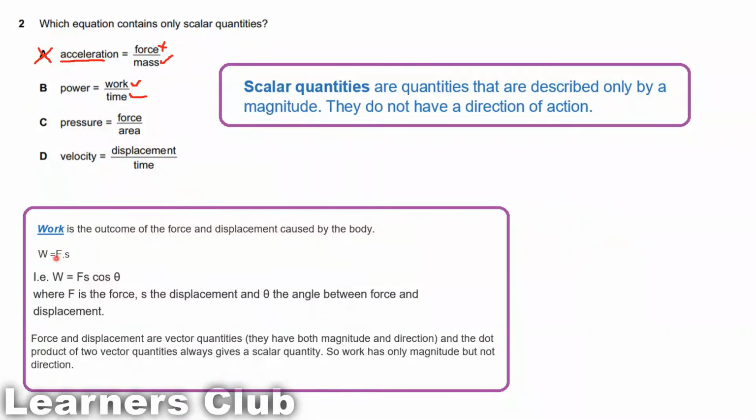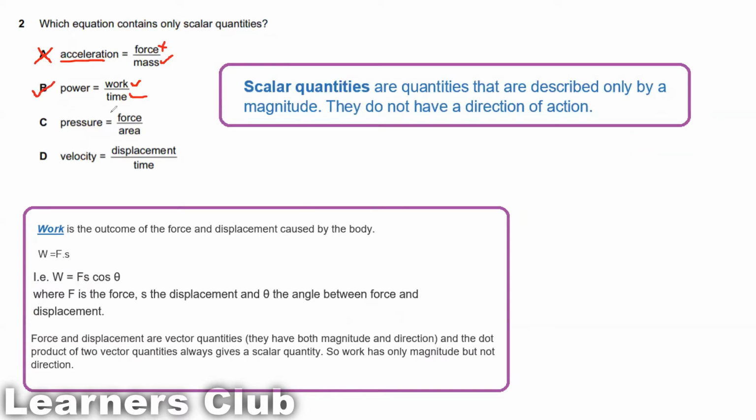So here we are taking dot product, so W, that is the work, is equal to Fs cos theta. F is the force, S is the displacement, theta is the angle between the force and the displacement. Force and displacement are vector quantities. They both have magnitude and direction. And the dot product of two vector quantities always gives a scalar quantity. So work has only magnitude but not direction. So remember, when we take dot product of two vectors, we will get a scalar quantity. That's why the product of the force and the displacement gives us work, which is a scalar quantity. So the option B should be right.